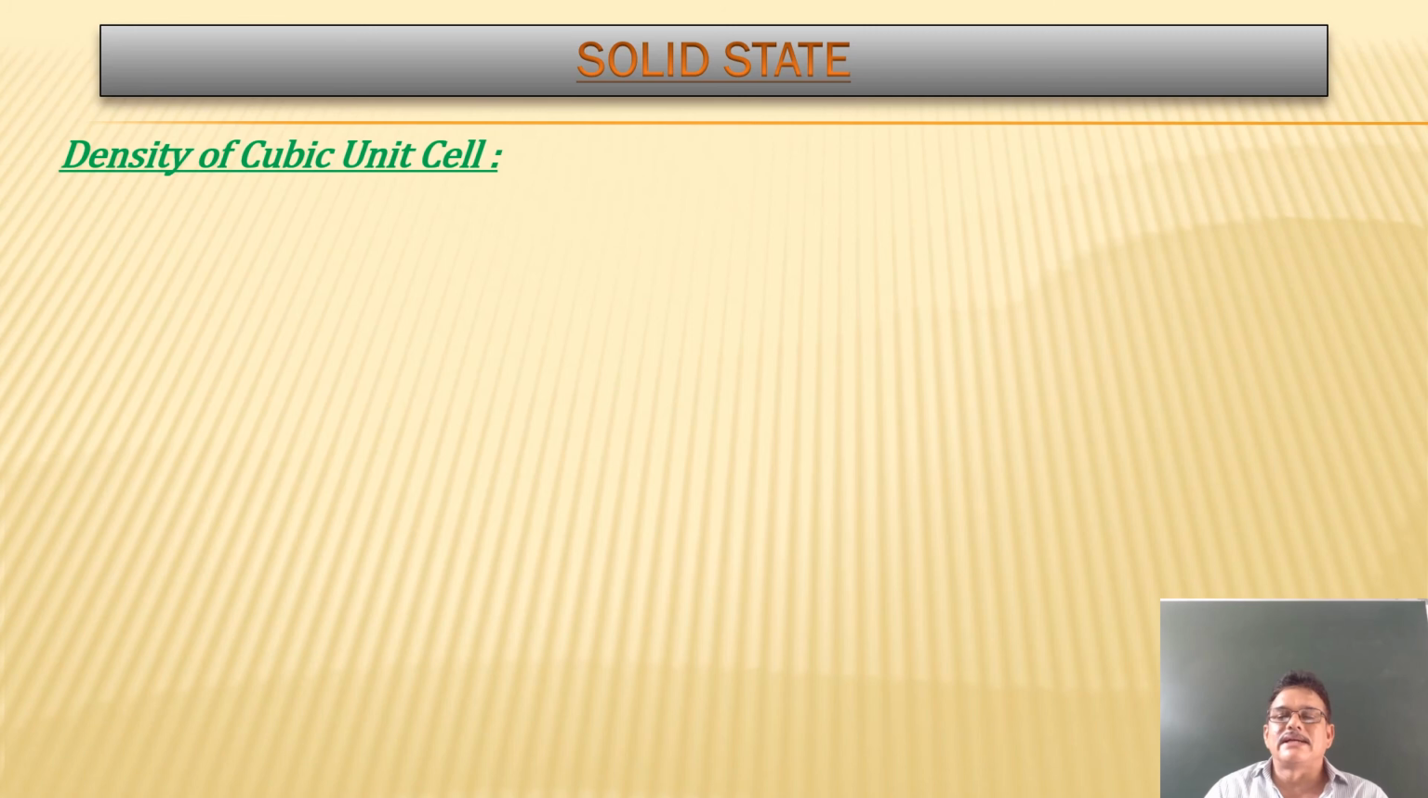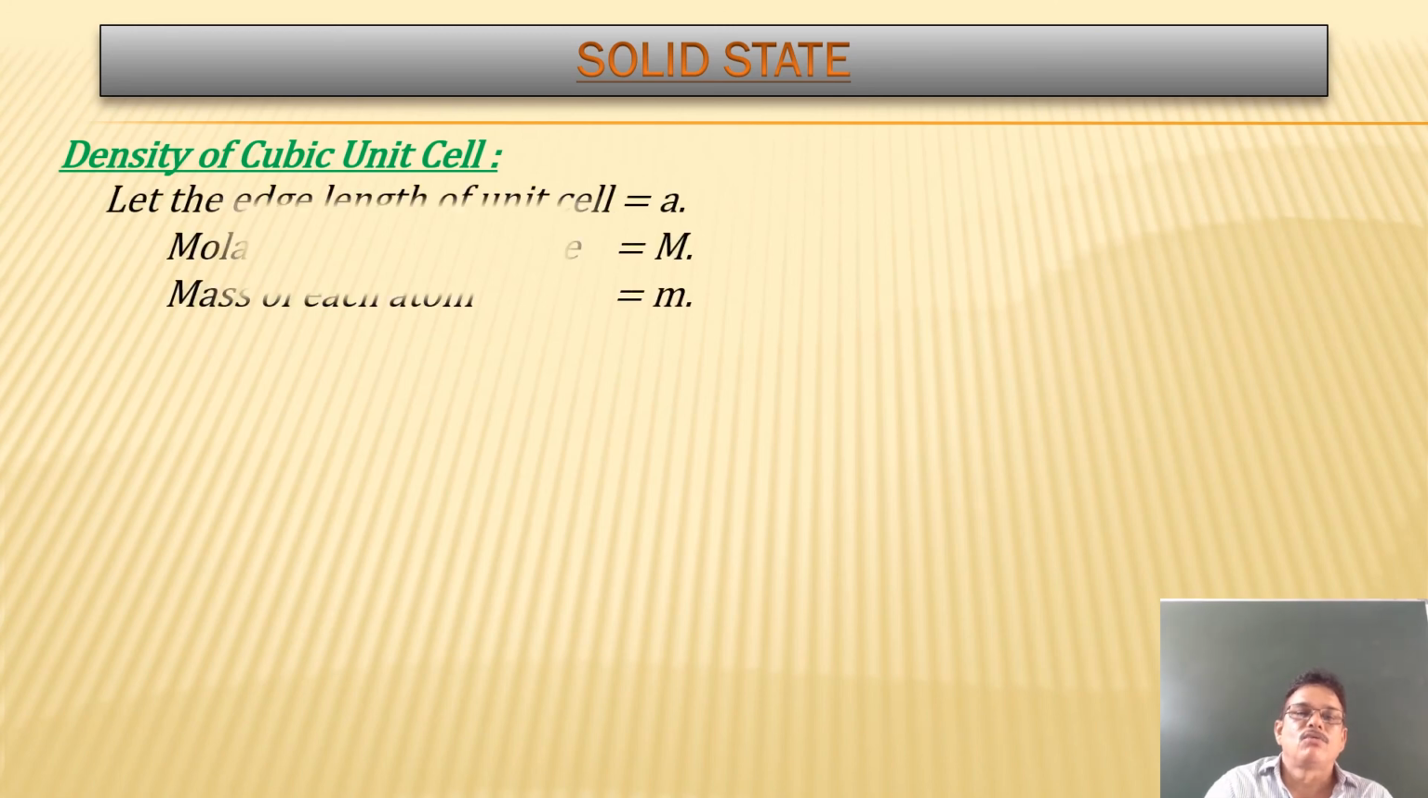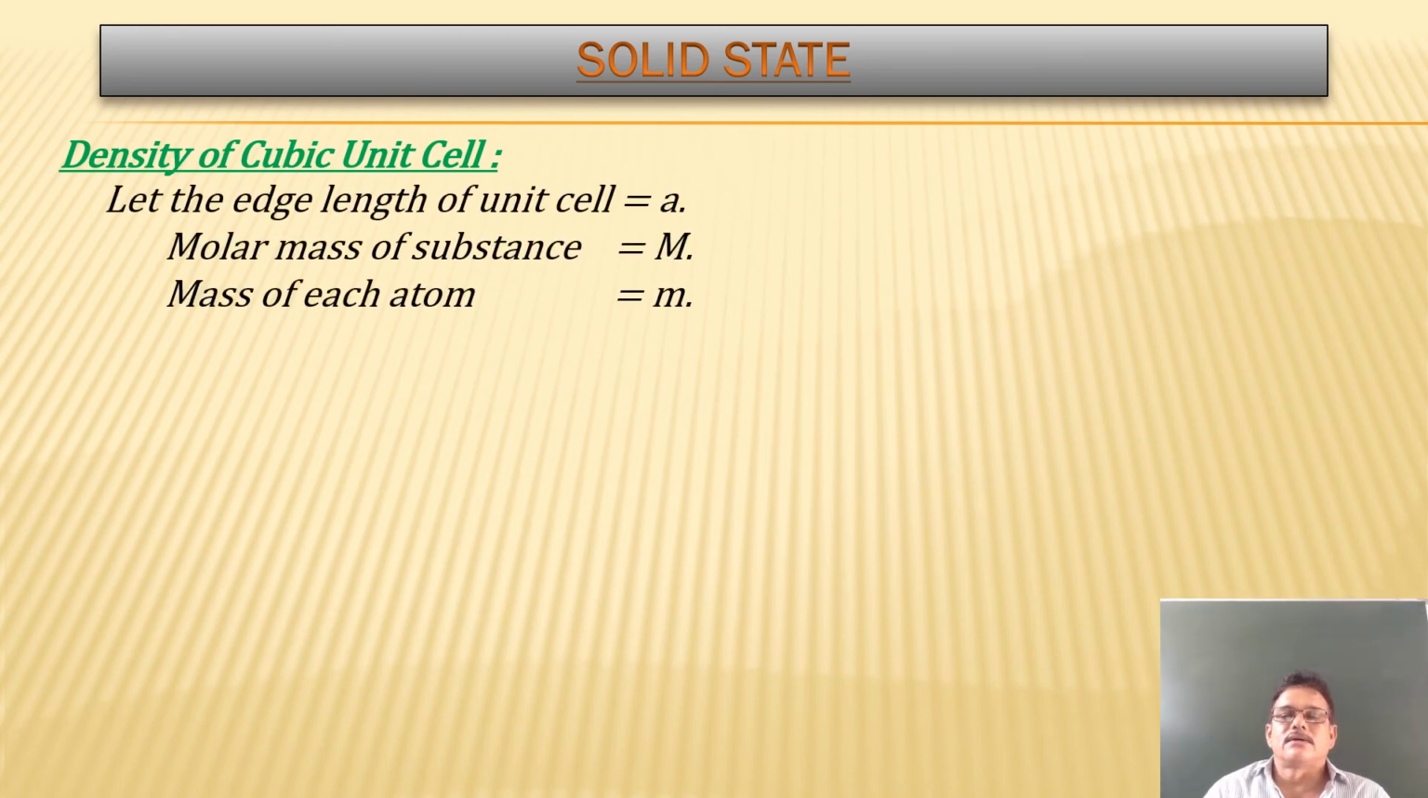We know that density is equal to total mass by total volume. Density is equal to mass by volume. First we have to keep that formula in our mind. Later, the edge length of unit cell is equal to a, small a. Molar mass of substance is equal to capital M. Mass of each atom is equal to small m.